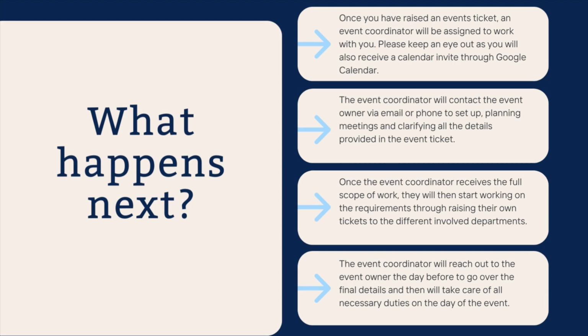So once you've raised the events ticket, you'll be assigned an events coordinator to work with you, and a Google Calendar invite for the event should show up on your Google Calendar with your assigned coordinator. So be sure to keep an eye out on your email, as the coordinator will reach out to you to plan the event via email or phone, clarifying all the details in the ticket. And once we have all the details, we can start working through them all, and we'll take care of these logistics on the day of the event.